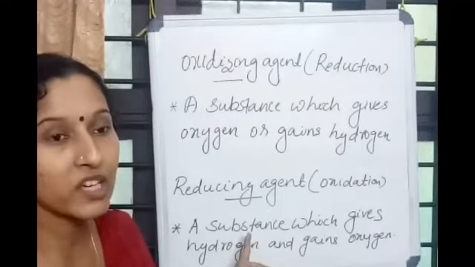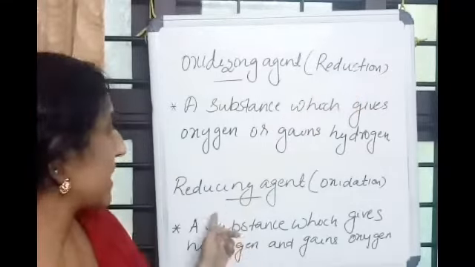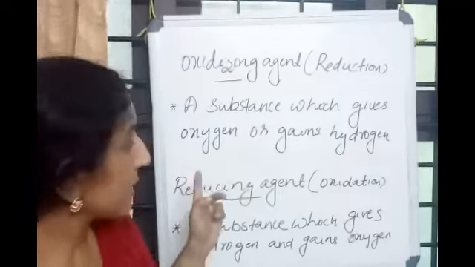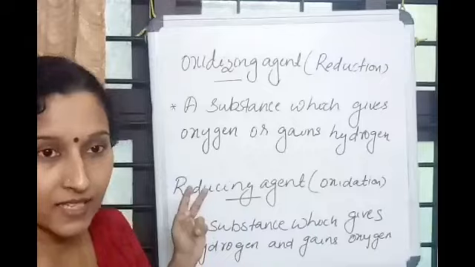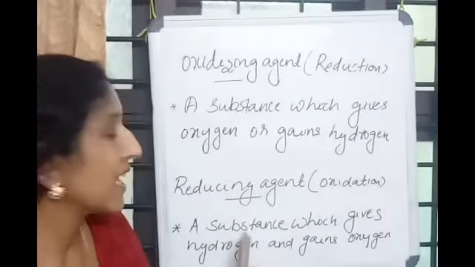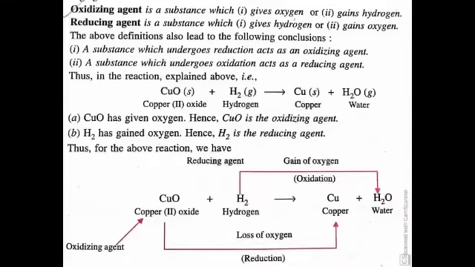So how is the combination? Oxidizing agent, reduction. Reducing agent, oxidation. A substance which gives oxygen and gains hydrogen acts as the oxidizing agent. A substance which gives hydrogen and gains oxygen acts as the reducing agent.